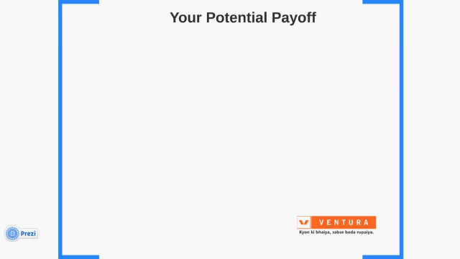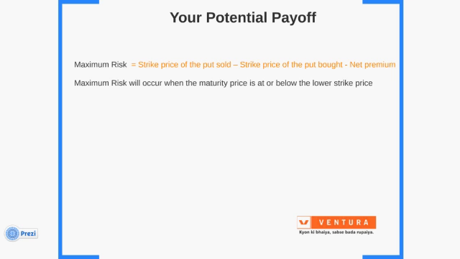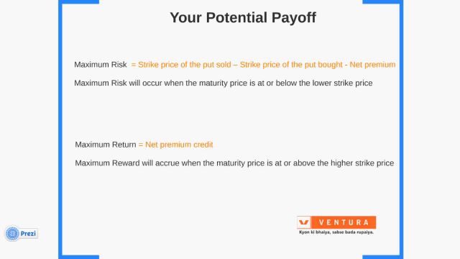As we've explained before, both your risk and return in a bull put spread are limited. The maximum risk is limited to the difference between the strike prices less the premium that you earn. You face a risk if the price on maturity somehow falls to or below the strike price of the option that you have purchased. The maximum reward is limited to the net premium that you've earned. This will happen when the price at maturity is above the higher strike price.